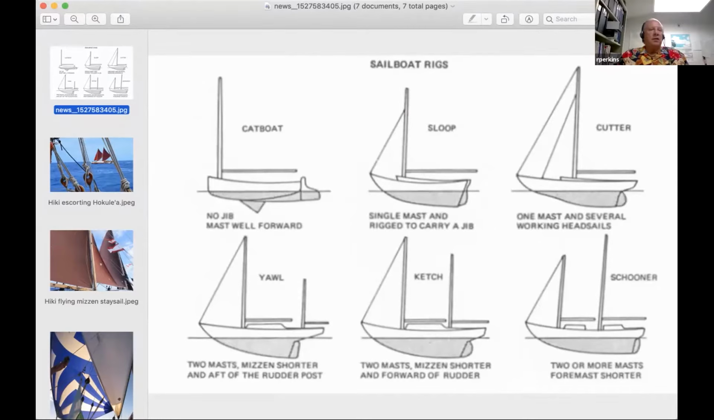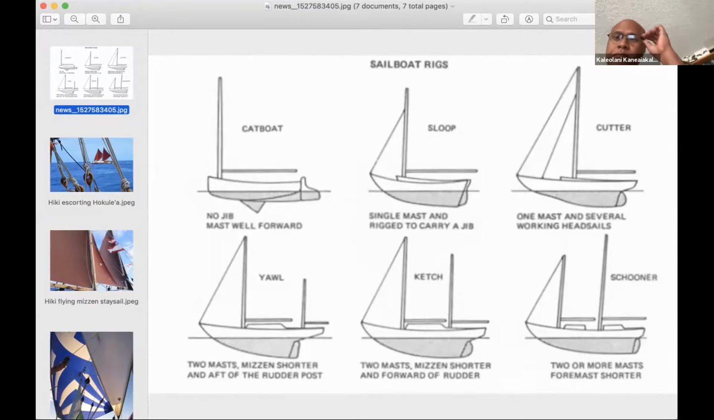So if we start at the upper left, you can see that we have what's called a catboat. A catboat will always have its mast as far forward as possible. It will never have jibs. It will always only have a mainsail. The mainsail, again, is the sail that's behind the mast.